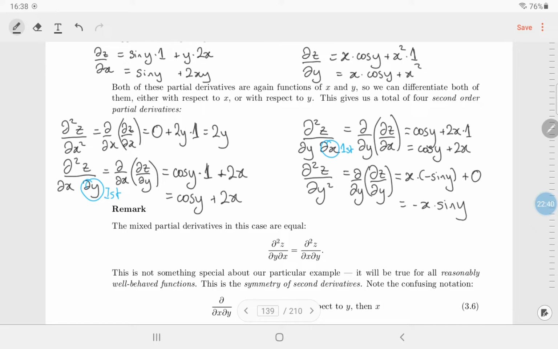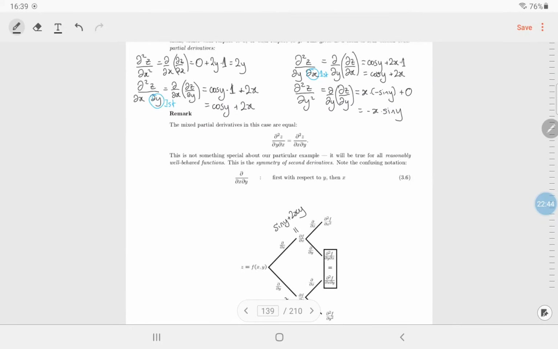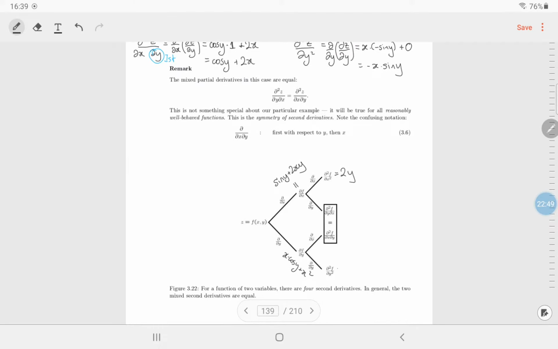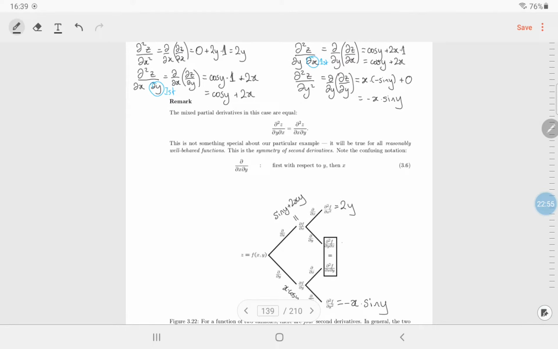So we have these 4 second derivatives. Let's write them down. This is 2y. This is minus x sine of y. And x first, then y, was cos of y plus 2x. And first y and then x was also cos of y plus 2x.